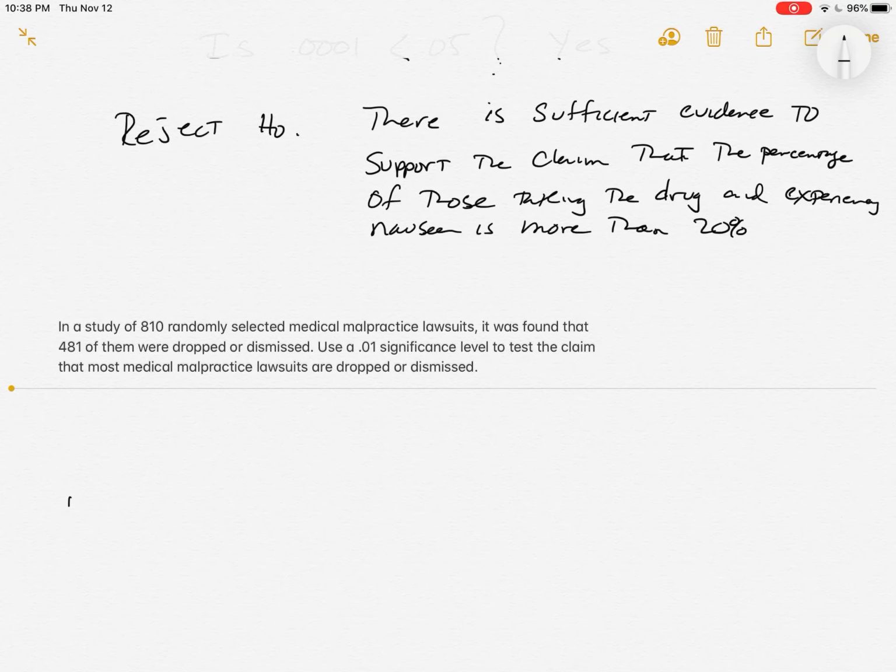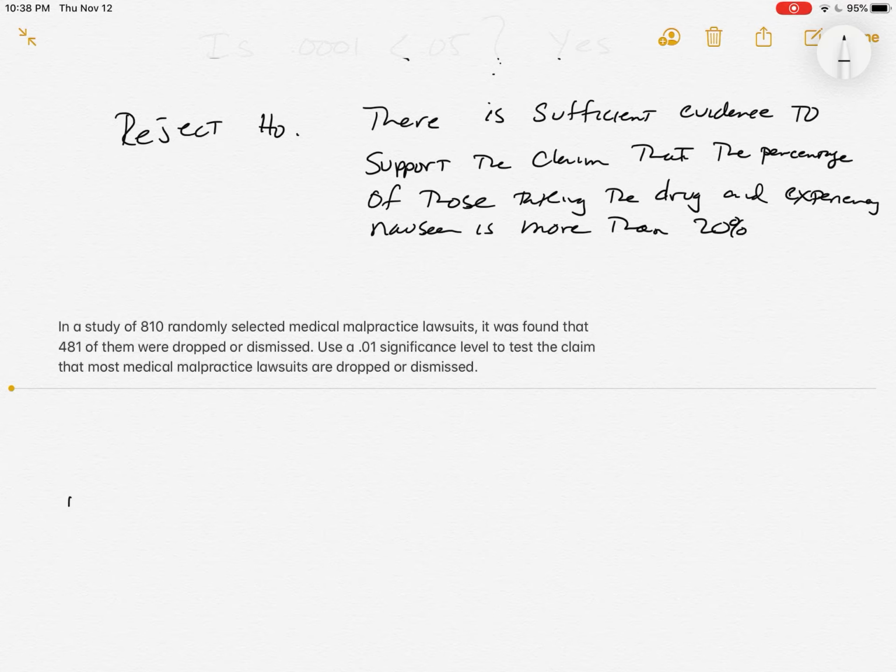Also gotten from the homework. In a study of 810 randomly selected medical malpractice lawsuits, it was found that 481 of them were later dropped or dismissed. Use a 0.01 significance level to test the claim that most medical malpractice lawsuits are dropped or dismissed. So if somebody doesn't do the homework, they may not be able to know what to do with this problem when they see it on the exam.